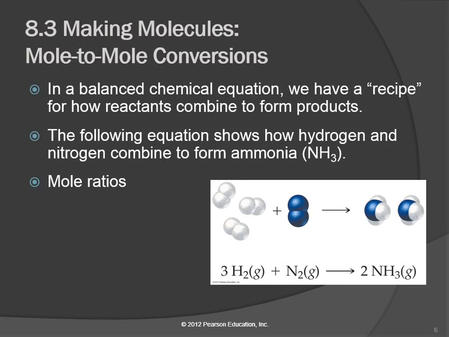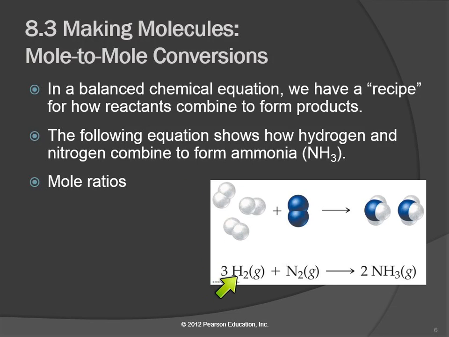Well, a balanced chemical equation is also a recipe, but it's a recipe for how reactant elements, atoms, molecules combine to form products. So let's look at a simple one. 3H2 plus N2 gives us 2NH3. And we can draw pictures. Pictures can be real helpful.